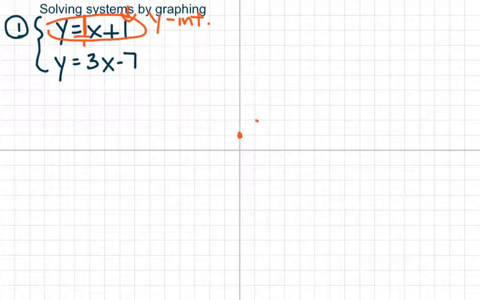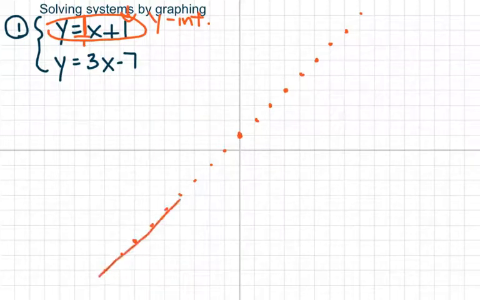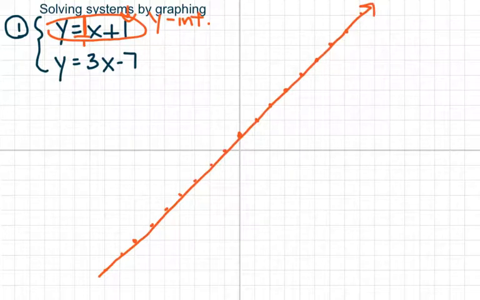So that means I rise 1 and I run 1. So I go up 1, over 1, up 1, over 1. And I continue that pattern throughout the grid. And I'm going to continue the pattern in the other direction as well. And that gives me enough to graph my line. Now hopefully by now you understand that the solution to a system is the point where two lines intersect. So that's our first line.